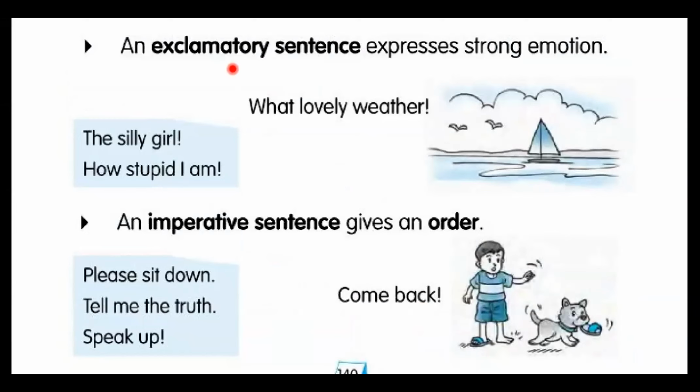Exclamatory sentence. An exclamatory sentence expresses strong emotion. What lovely weather! The silly girl! How stupid I am! An imperative sentence gives an order. Please sit down. Tell me the truth. Speak up. Come back.